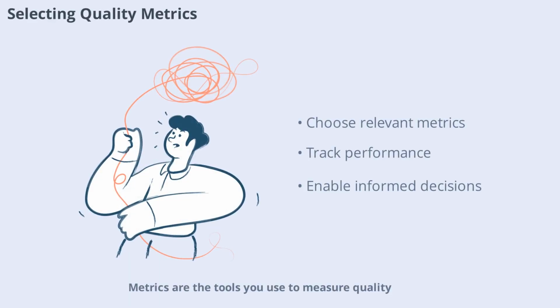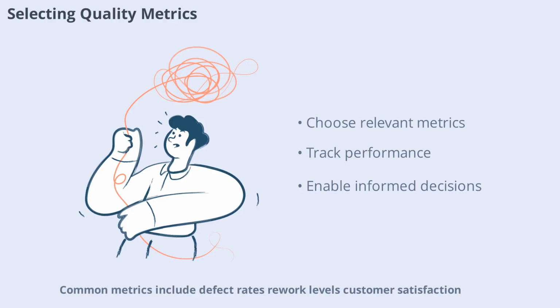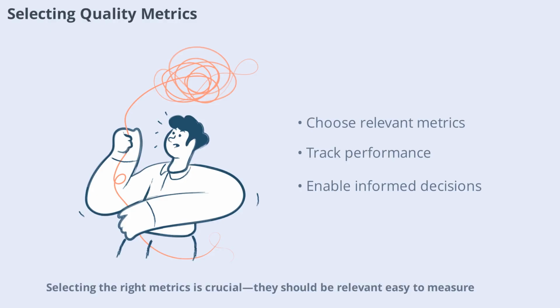Metrics are the tools you use to measure quality. They provide objective data on how well your project is performing against its quality objectives. Common metrics include defect rates, rework levels, customer satisfaction, and process efficiency. Selecting the right metrics is crucial. They should be relevant, easy to measure, and actionable. By tracking these metrics, you can identify trends, spot issues early, and make informed decisions to keep your project on track.